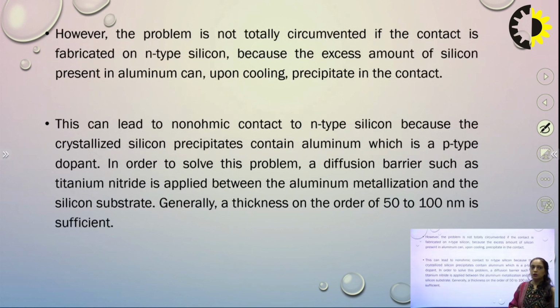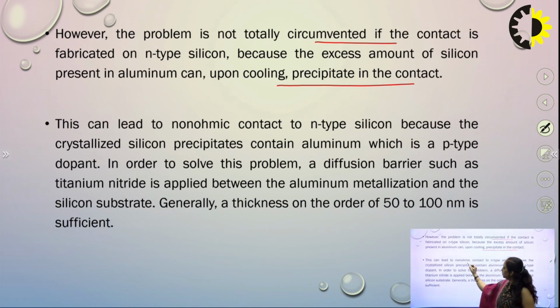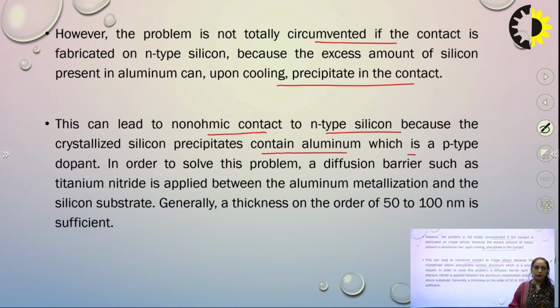However, the problem is not totally circumvented if the contact is fabricated on N-type silicon, because the excess amount of silicon present in the aluminum can precipitate in the contact on cooling. This can lead to a non-ohmic contact to N-type silicon, because the crystallized silicon precipitates contain aluminum, which is a P-type dopant. In order to solve the problem, a diffusion barrier such as titanium nitride is applied between the aluminum metallization and the silicon substrate.